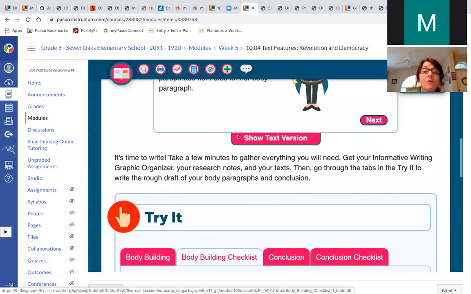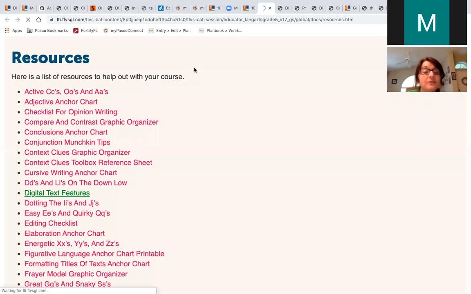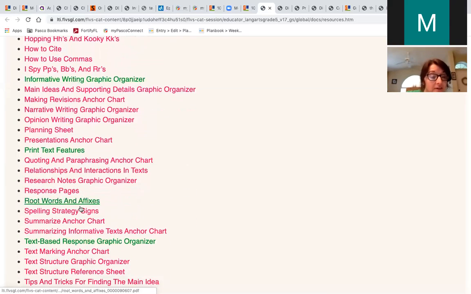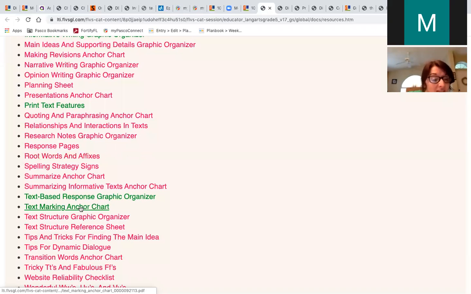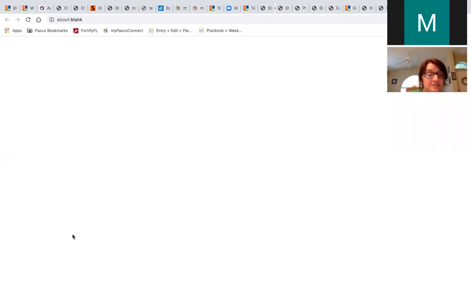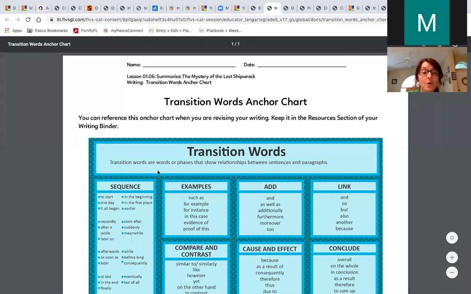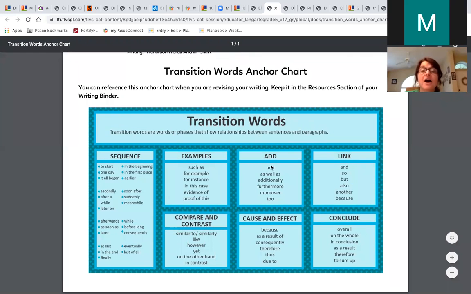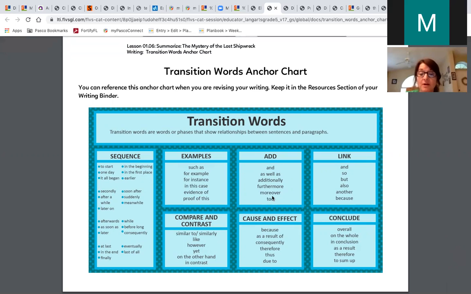And then, also I want to show you here in the resources. If you guys go down here, I think it's, oh yeah, here it is. Transition words anchor chart. Guys, there's a whole list of transition words. All you have to do is go in the resource section and you'll see it. And that's going to help you write your essay. So I strongly encourage you to click on that.